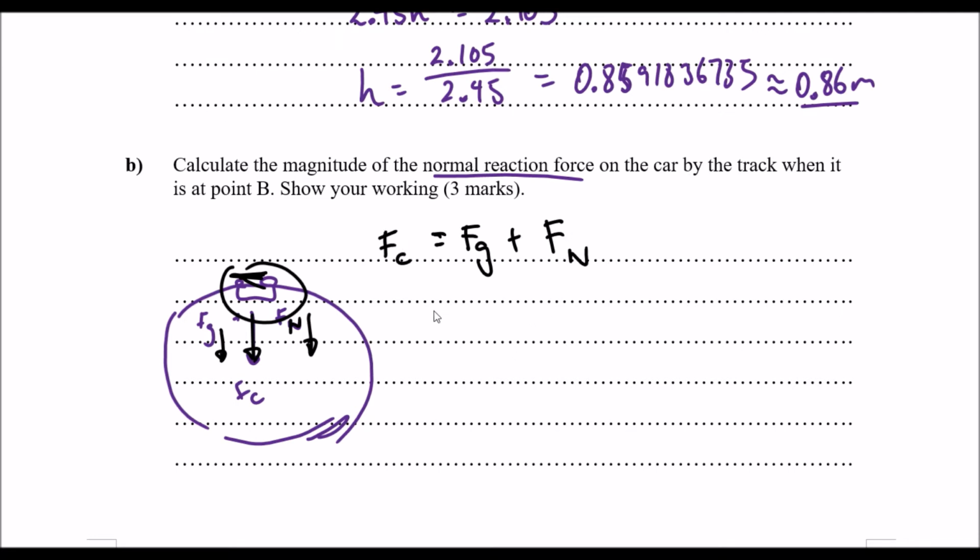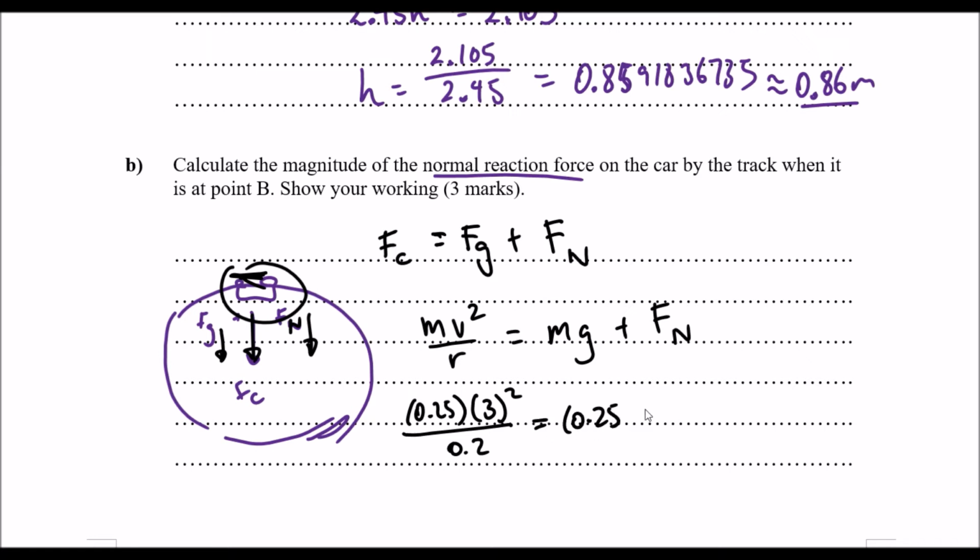Now we can actually write out the equation for the centripetal force. We know what the formula for the centripetal or gravitational force is, and then this is what we're trying to find. You can substitute the values in first. So the mass is 0.25, velocity is 3, radius is 0.2, and then we write the same thing over here.